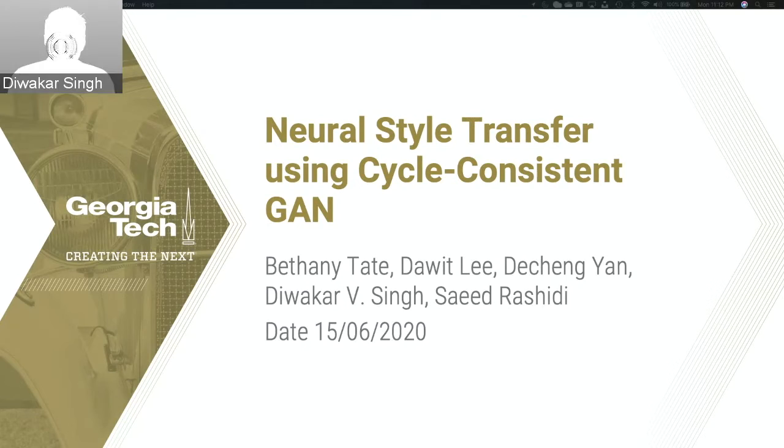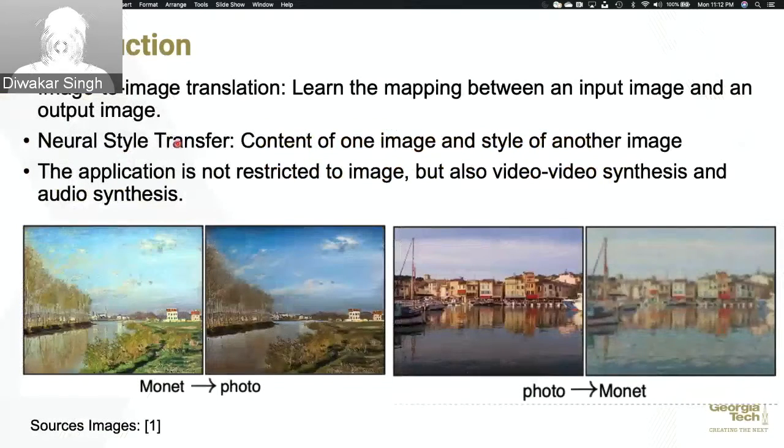Hello everyone, this is Team 9 and the title of our project is Neural Style Transfer using Cycle Consistent Generative Adversarial Network. Now, a brief introduction. So image-to-image translation is a class of vision and graphics problem where we try to learn the mapping between an input image and an output image.